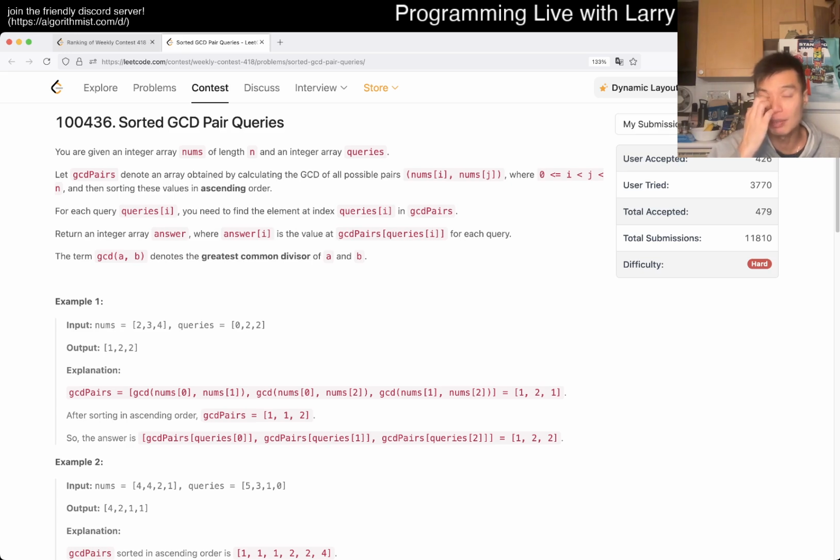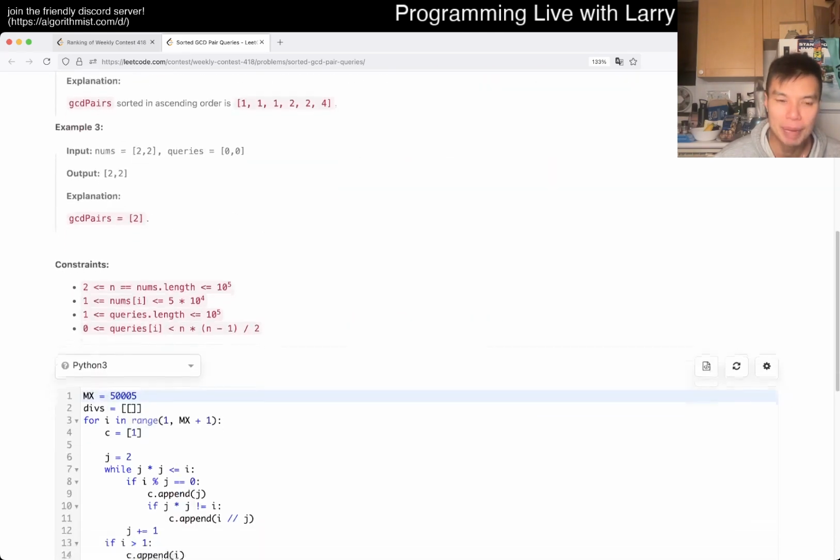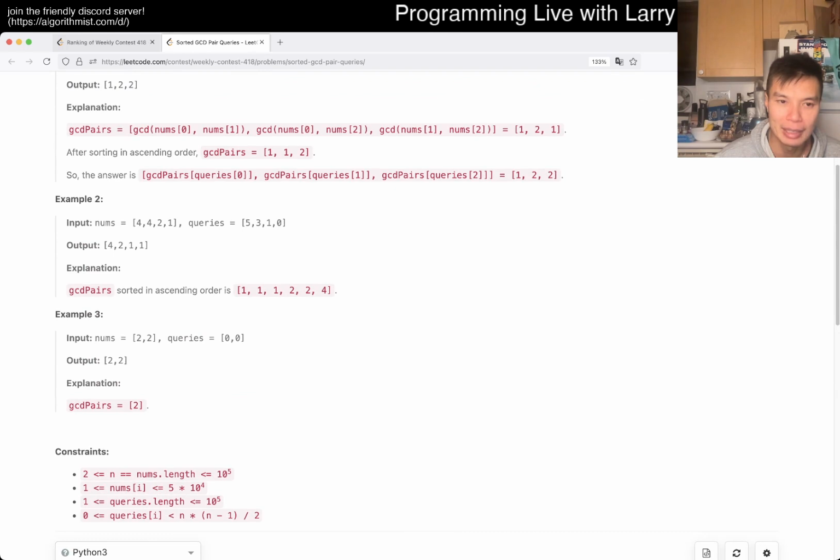The first thing to realize, of course, just some basic things to get out of the way. This is a hard problem, and what it means by hard is that n is 10 to the 5th, which means that you can't do anything n squared, obviously. I don't even think you could store it, even if you can, you'd hit memory limit exceeded. And then the second thing is to notice that actually the range of the numbers is not that big. It's 50,000, right?